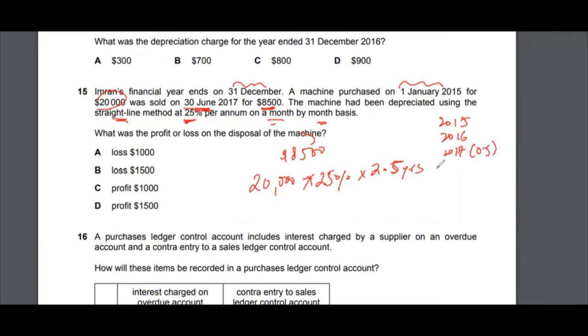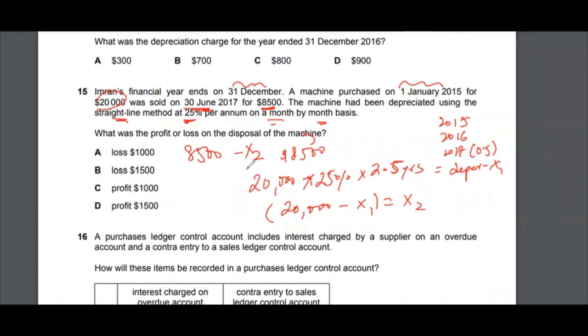So 2.5 years, that will give you the accumulated depreciation, right? Let's call this number X1. To calculate the carrying amount, you would do 20,000 minus X1. Let's call the carrying amount X2, and then you would do 8,500 minus X2 and see whether it's a profit or loss, right?